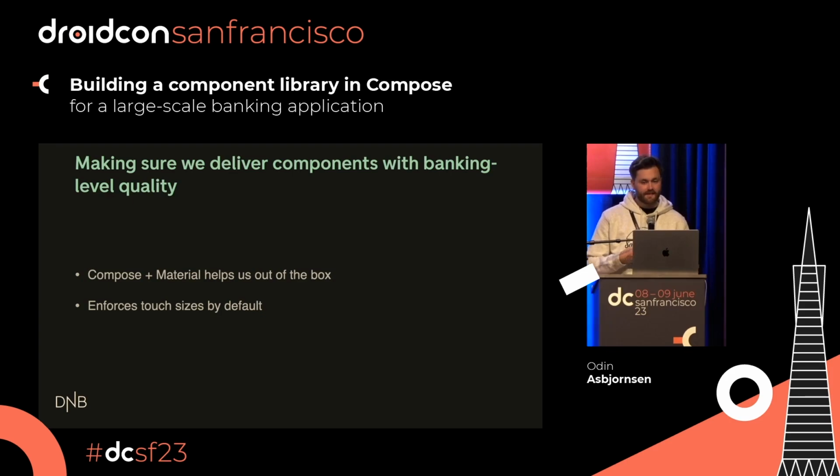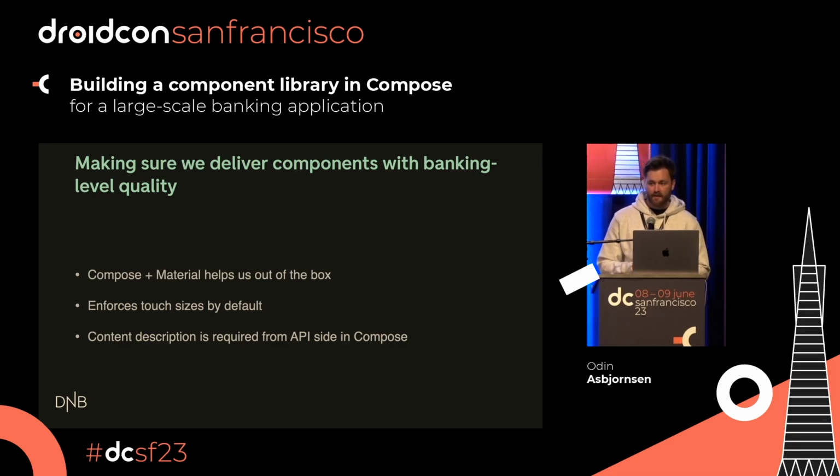That means the developers need to go to extreme lengths to go past that and have less touch size than was required from the accessibility standpoint. Also, content description is required from the API side in Compose, which is super nice for us. I don't know if you have used the view system a lot, but there you get a lint warning, while here you get a compile time error if you fail to add this.